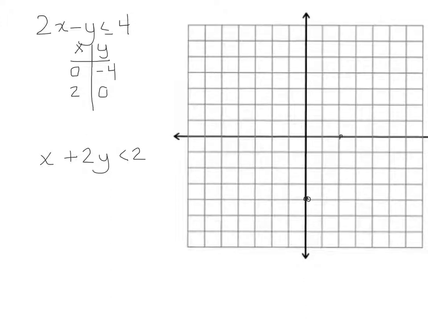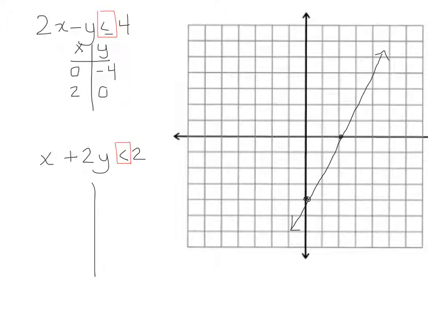When I plot those points, I'll have a point at 0, negative 4, and a point at 2, 0. And I'd like to use a straight edge, but on my iPad here I cannot. So I'll do my best to make this line straight through those points. Now this line needs to be solid, because this inequality has an equal sign with it. That means it does include points that lie on that boundary line. Whereas this inequality, the second condition in my system, does not have an equal sign with it, and therefore that boundary line will be dotted.